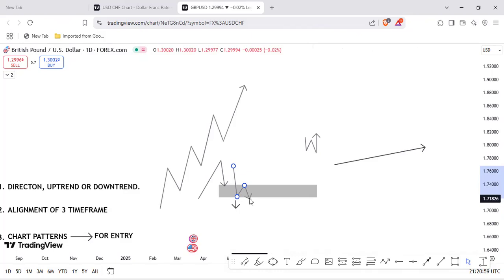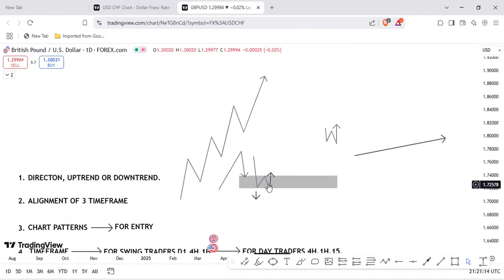Whenever this happens, you just want to wait for this second leg to come up and close above this particular high here. If you are watching this on the 4 hour chart, when you switch over to the 1 hour, what you'll be seeing may look like this. The market pulls up, pulls down, pulls up again, pulls down, and starts doing something like this.